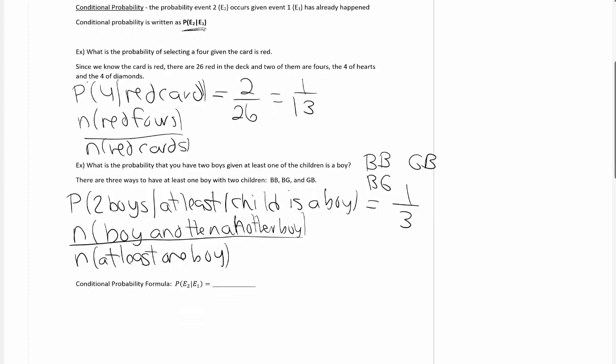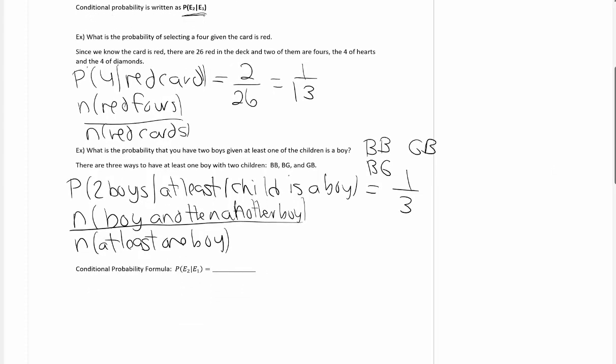So our basic conditional probability formula that we will use will be as follows. It will be equal to the cardinal number, or the number, of both event 2 and event 1 occurring, all over the cardinal number of E1 occurring.